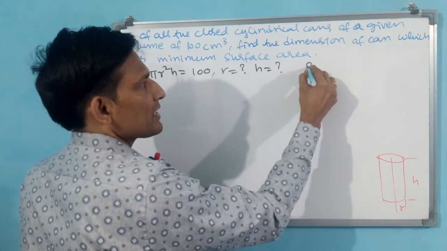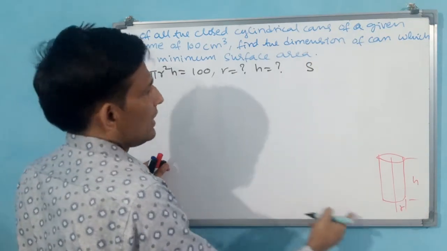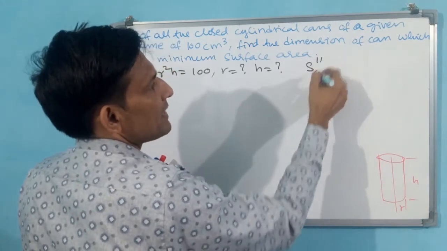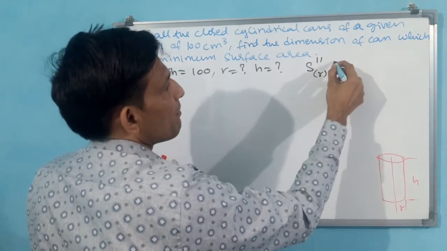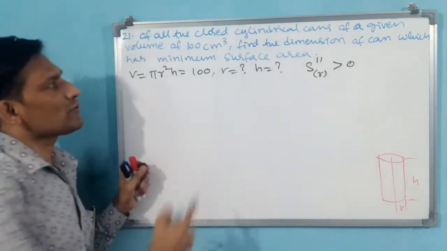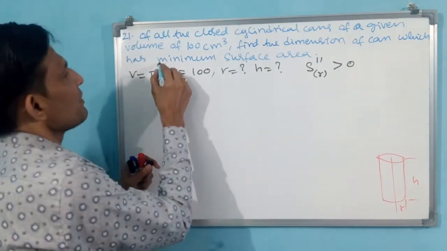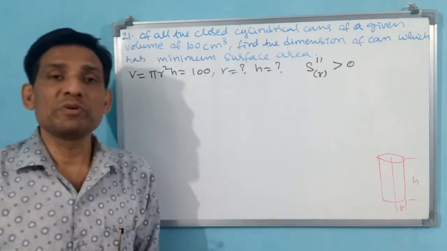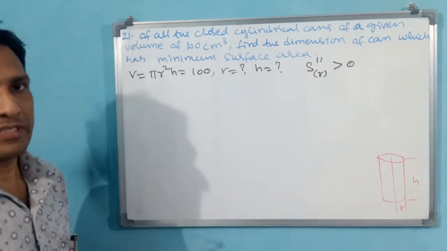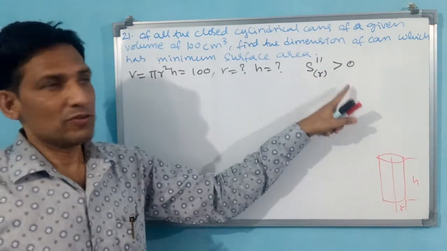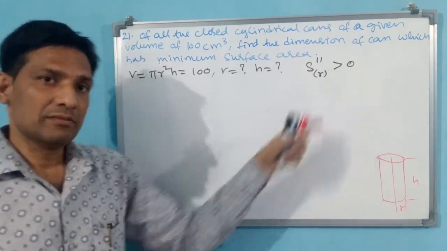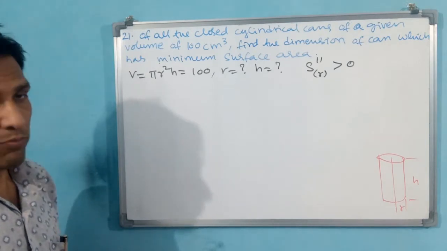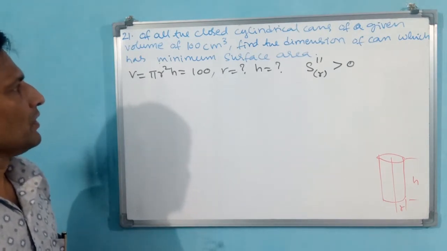Surface area means what? Yes. And in terms of R you find the double dash. Minimum means greater than 0 has to come. Why? Because minimum surface area. Yes, double dash R should be greater than 0. Then only minimum surface area. Maximum means less than 0. Minimum means greater than 0. Okay, double dash, second derivative. Like this you have to proceed further.